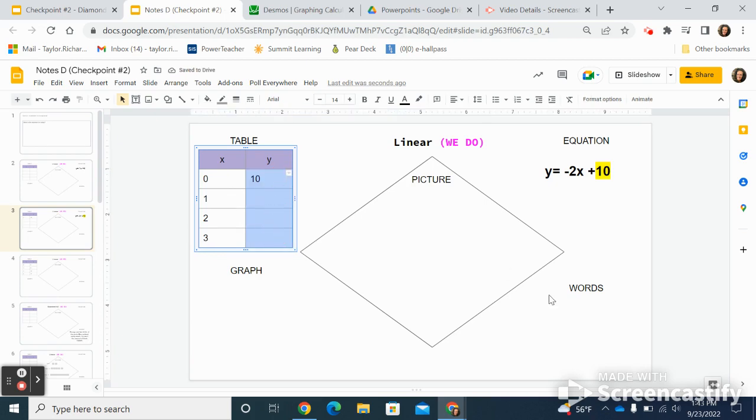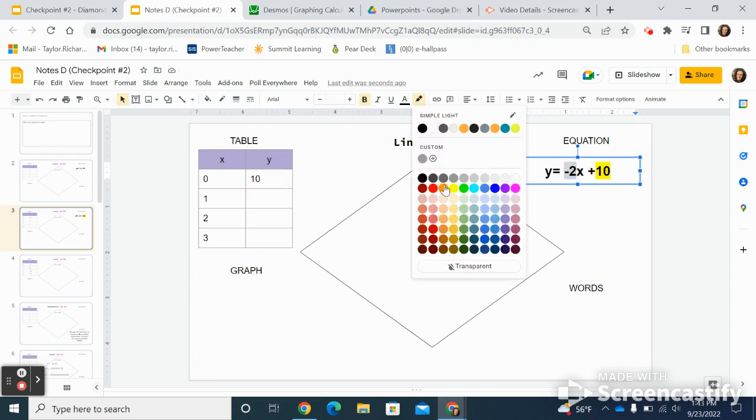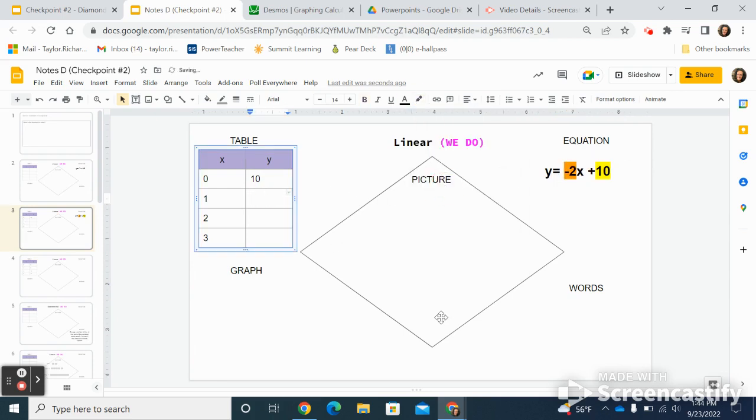But my y values, what is my rate of change? Well, my rate of change now is a little different. It's the number next to x, and it's negative 2. Negative 2 means going down by 2. So if I start at 10, if I'm going down by 2, my next number is 8.